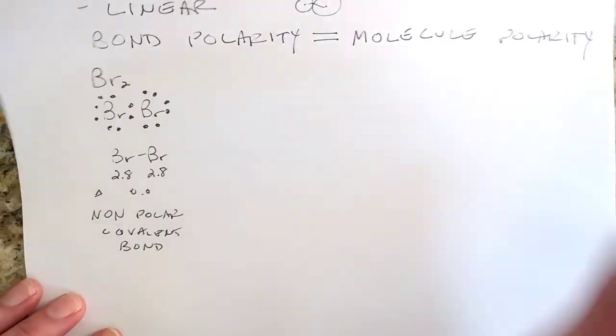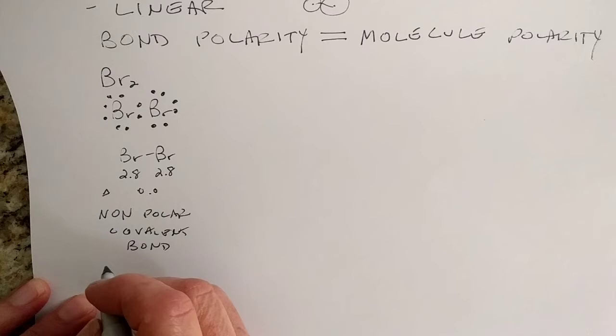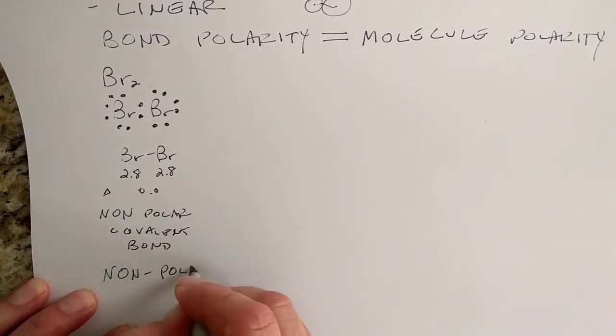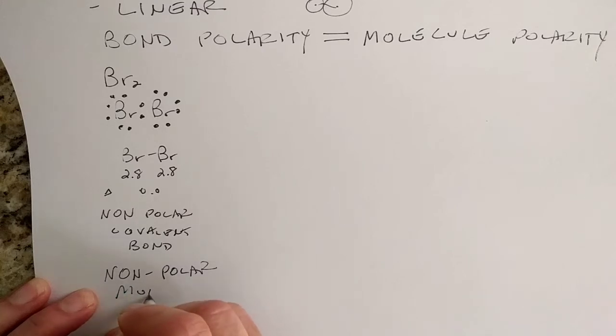So since we only have one bond, this means that a bromine molecule is a non-polar molecule.